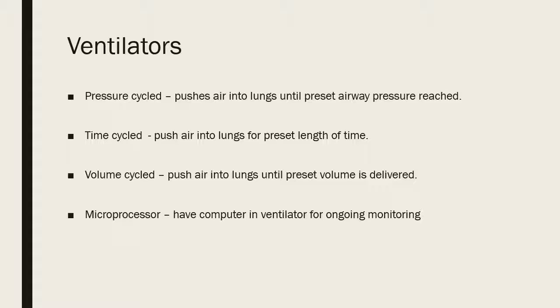Volume cycled, that's the one we want to circle, we want to highlight. That's the one we see most of the time. It pushes air into the lungs until a preset volume is delivered. So we set that on the tidal volume. It may get 12 breaths per minute, but each breath is going to be 500 mLs or 750 mLs or whatever is decided for that patient. So we see that most often in the acute care setting.